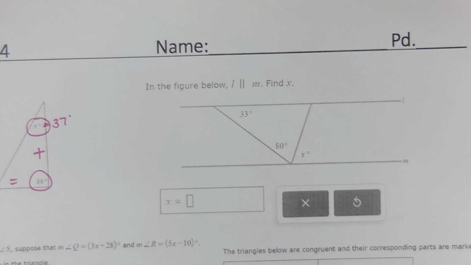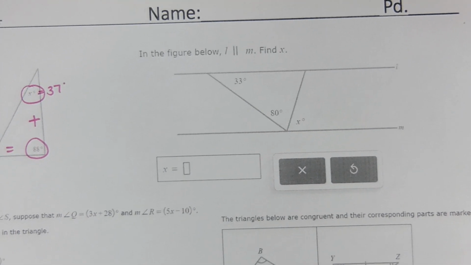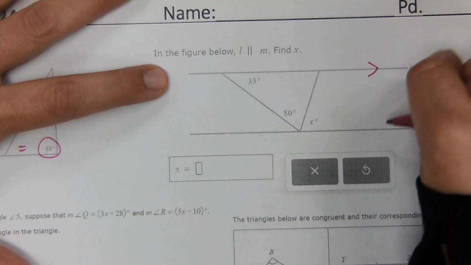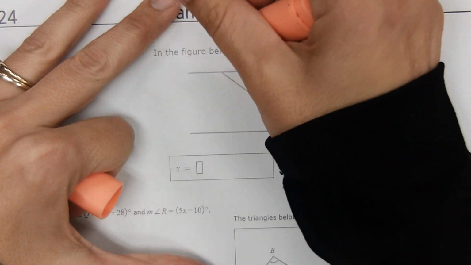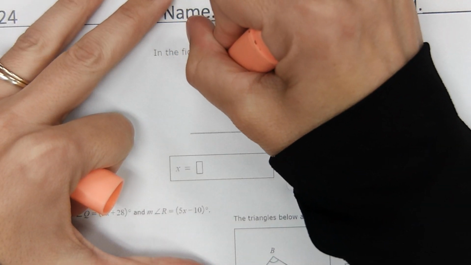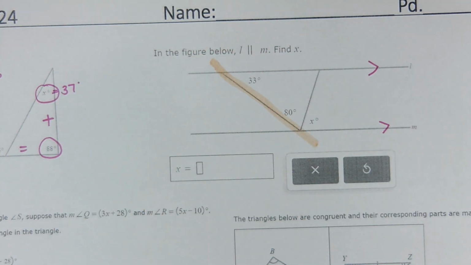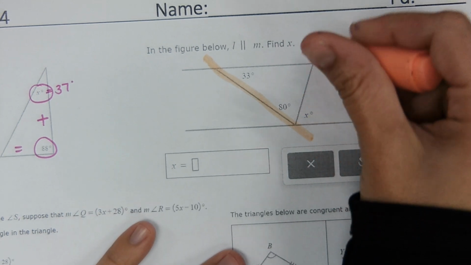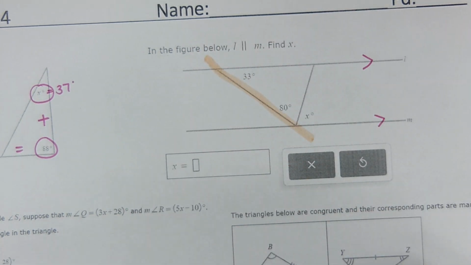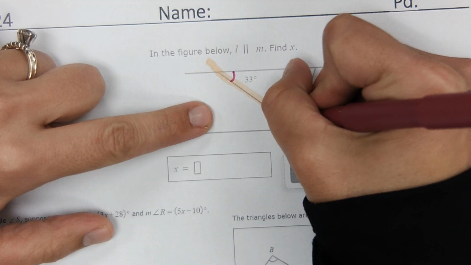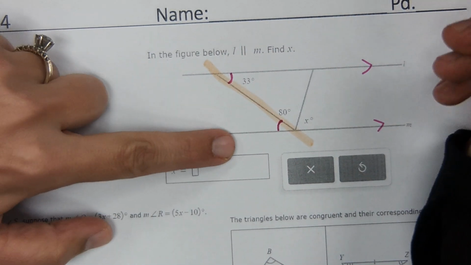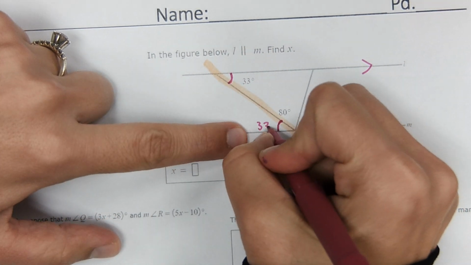Okay, and then this one over here, it says in the figure, L and M are parallel. Cool. With parallel lines, you have these transversals, which make some congruent angles. So this right here is a transversal. And with this transversal, alternate interior angles are equal. So this angle is equal to this, and so this must be 33 degrees.